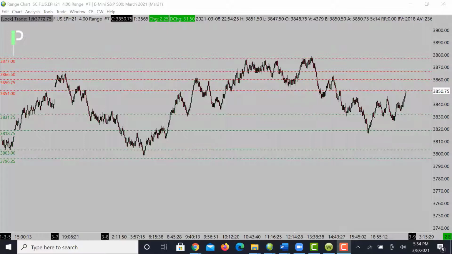Today we're going to be going over S&P 500 and also gold, give you guys some levels we're looking to play off during the London session and potentially into the US session. So let's go ahead and hop into it.